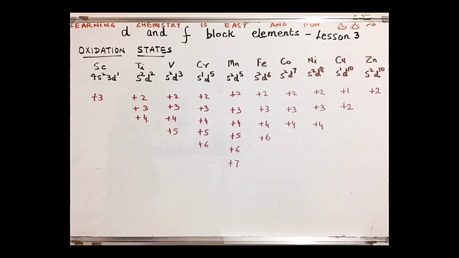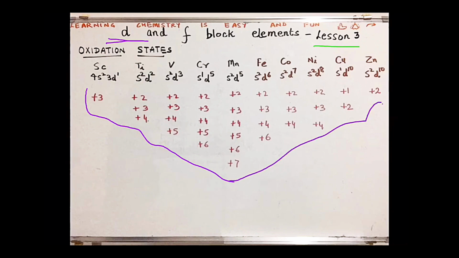We are now concentrating on today's lesson, that is lesson number 3, where we are dealing with the heading oxidation states. When we talk about the oxidation states of the D and F block elements, and specifically we are talking about the D block elements over here, we notice that there are variable oxidation states being exhibited by the elements of the D block. A tabular form of the various oxidation states shown by the D block elements is there in front of you. If you notice, there are some very interesting features.